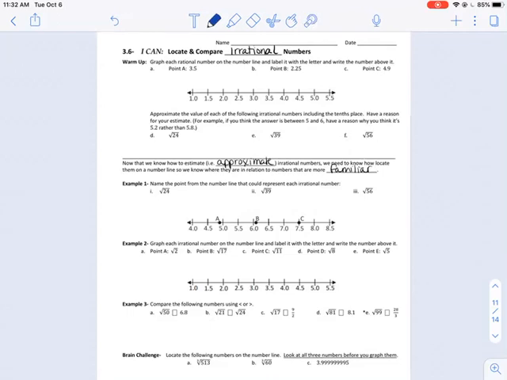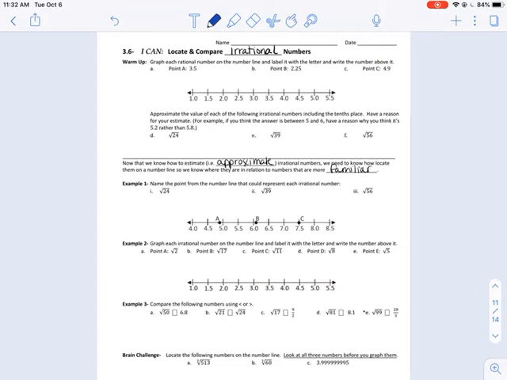Today we are locating and comparing irrational numbers. When I say locate, that means that you can place it on a number line. And when I say compare, that means when given an irrational number and some other number, you can say which one is bigger. Let's review what irrational numbers are.